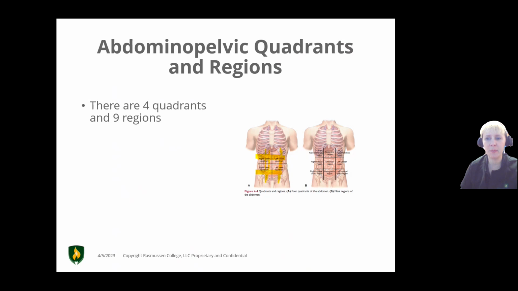Then what we can do is break the abdominal pelvic cavity into regions. And there are 9 regions, but there are 3 main parts to those regions. We have the hypochondriac, which is the upper, the umbilical, which is the middle, and the inguinal, which is the lower. And then from there you have a right, a left, and a middle.